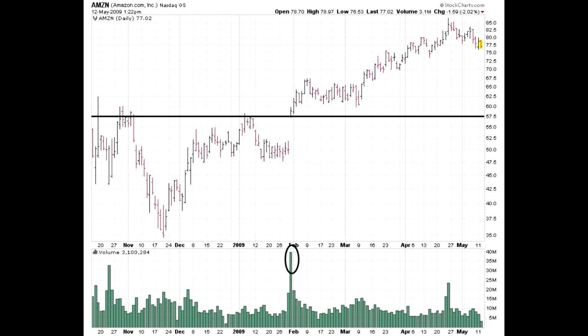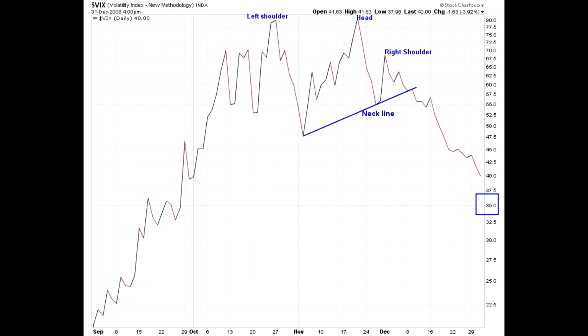Amazon.com shows a gap higher on heavy volume that now acts as support. Volume is a confirmation of the bullish signal of the upward gap. As the stock has traded higher from that moment, it would take a close below 57.50 to indicate the bullish move is over. The next chart pattern is head and shoulders.